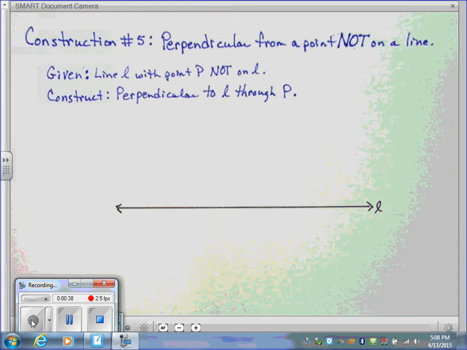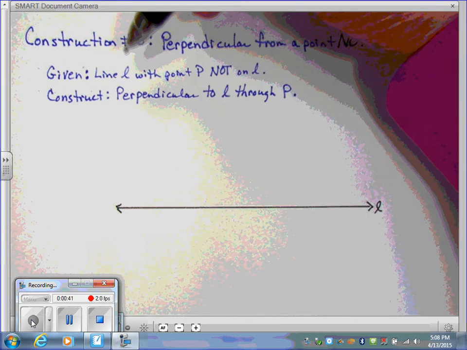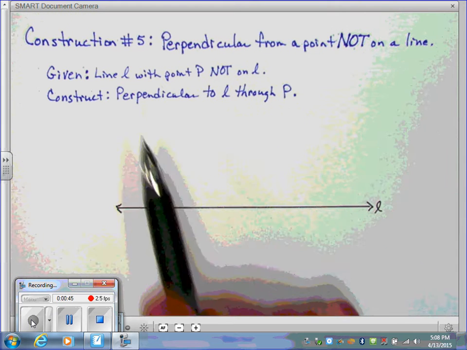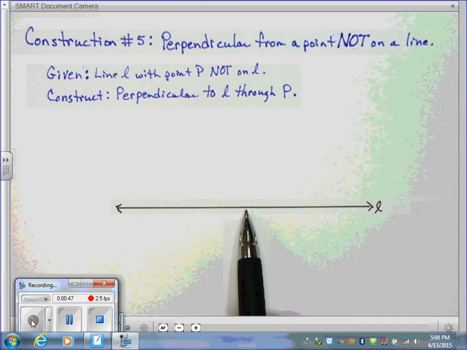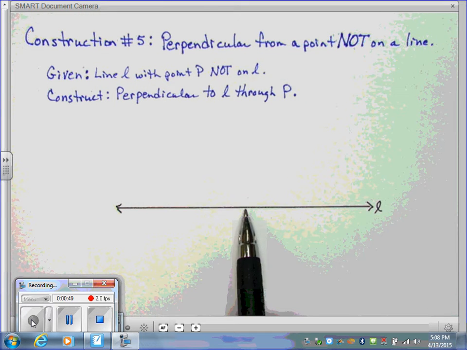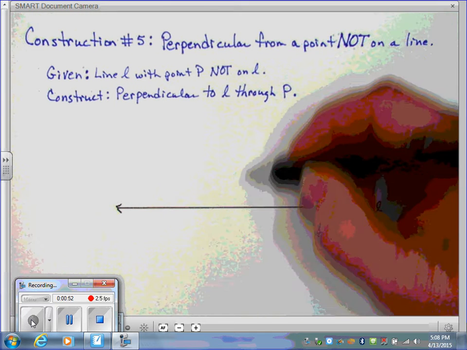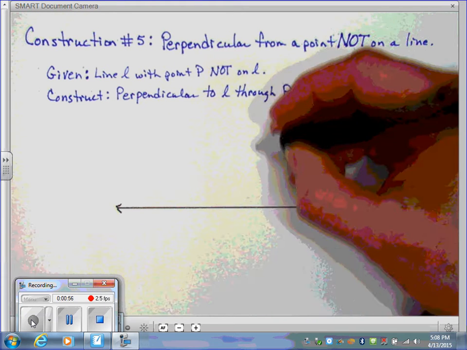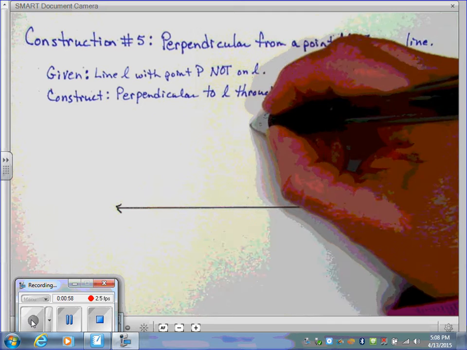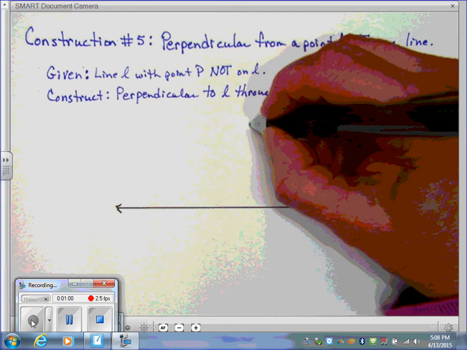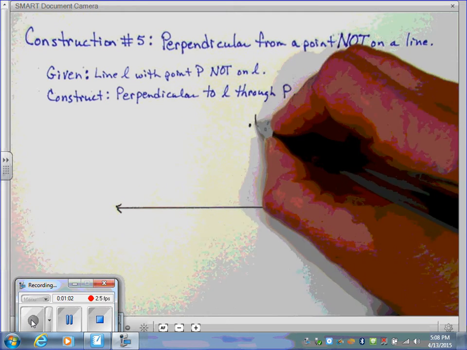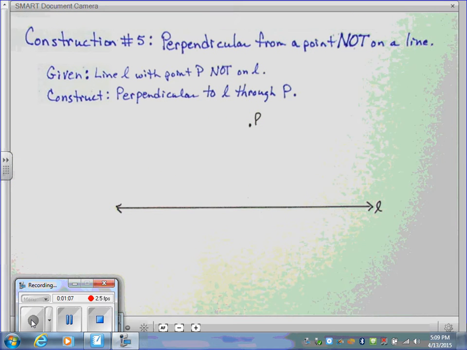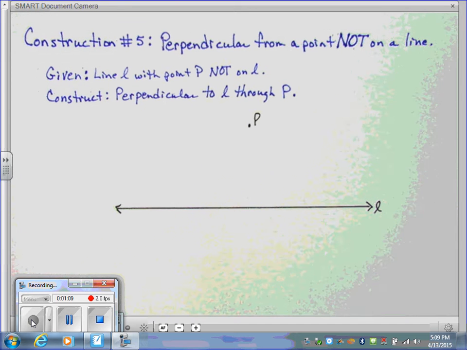So there's our line L, but we have something else. This is with point P not on L. If you remember, construction 3, we had a point on this line. Well, now we get a point not on the line. You could put it above or below, it's just not on L. But because we're doing this together, let's just come up here in the middle, up in the sky, and put a point P. So above the line, we have a point P, and we have line L.